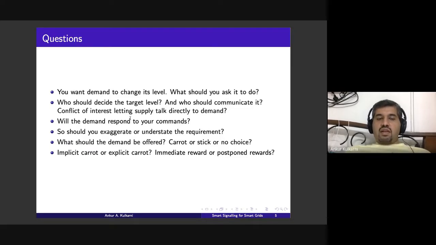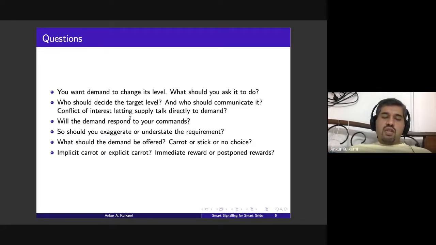And who should decide the target level? When you ask a demand to change its target level, who actually computes this level? Is this the supply that will compute it? Does there have to be an intermediate entity that will compute it? If the supply is directly talking to the demand, in some ways it's okay, because you can say there is now a clean communication channel between supply and demand. But then there is a legal angle that comes up here, because there could potentially be a conflict of interest in letting supply talk directly to demand. So who should decide the target level and who should communicate it is a question in itself. This has to be carefully thought through.